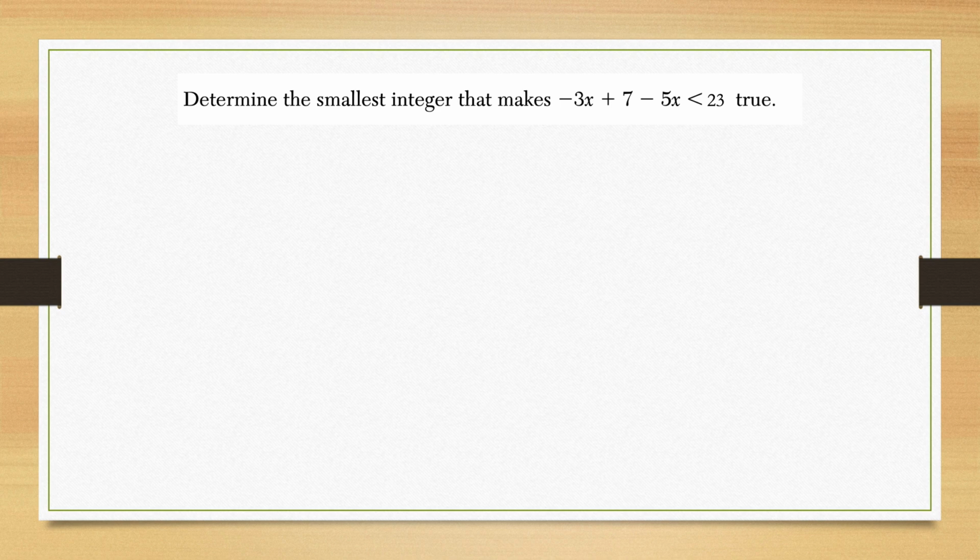Okay. So now we're going to combine like terms. That gives us the -8x. We're going to subtract the 7. -8x is less than 16, dividing by -8. That gives me x is greater than -2.